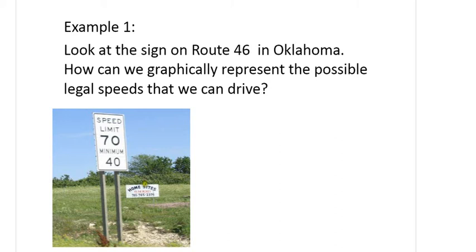If we look at the speed limit sign here, the speed limit sign says that the speed limit is 70 miles an hour and the minimum is 40 miles an hour. So if you're driving down the highway at 55 miles an hour, you're driving within the speed limit, the range that they said is an acceptable driving speed.